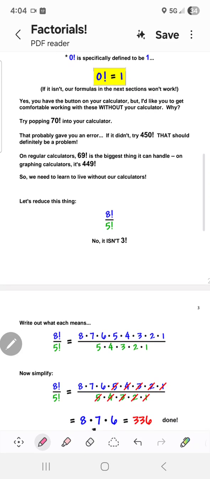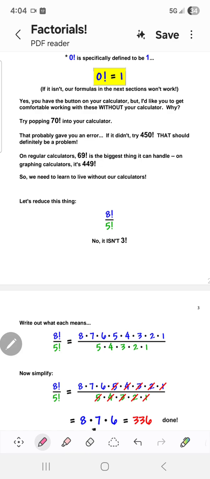Yes, you have a button on your calculator, but you need to get comfortable without the calculator because, for example, numbers like 70 factorial, if you put it in your calculator, you might get an error. Maybe not. Maybe you got an answer. But if you try 450 factorial, that definitely gave you an error, because the number is so large. You probably got a number and then e to the something, right? This one's going to give you an error, basically because it's too big and the calculator can't spit it out.